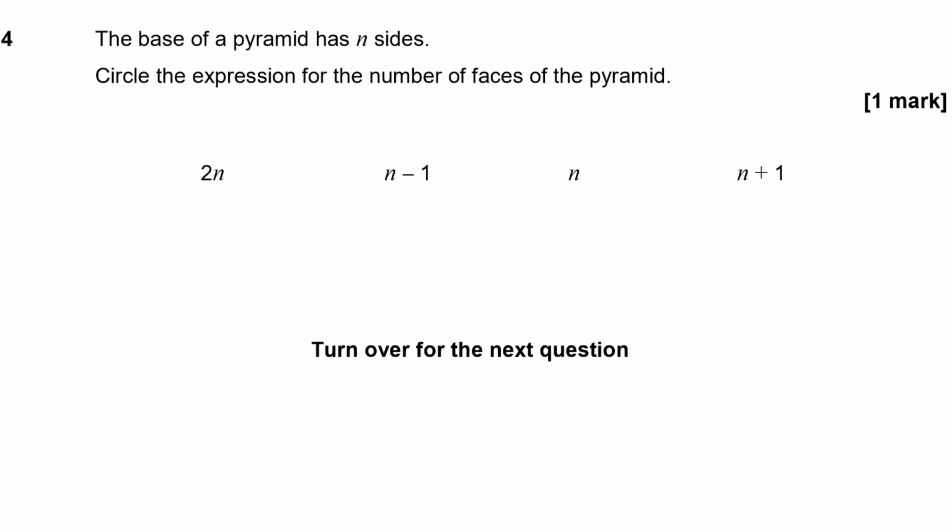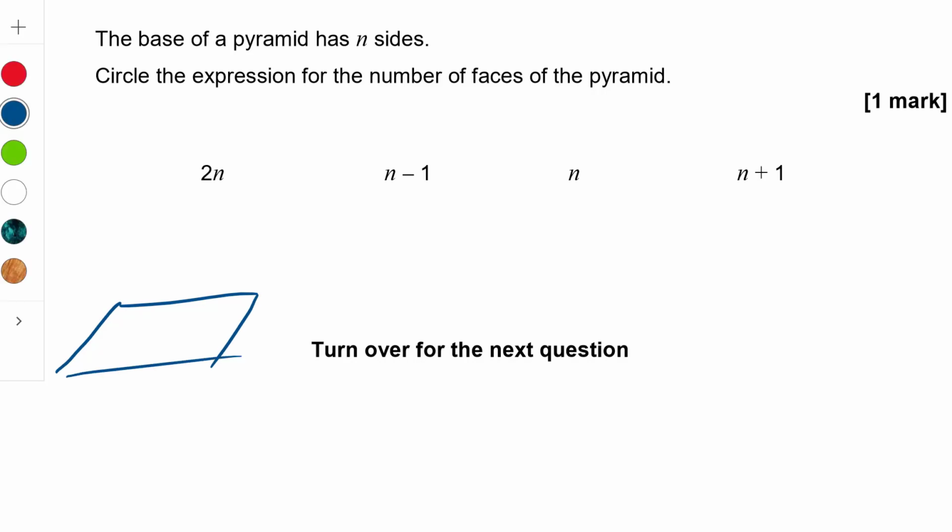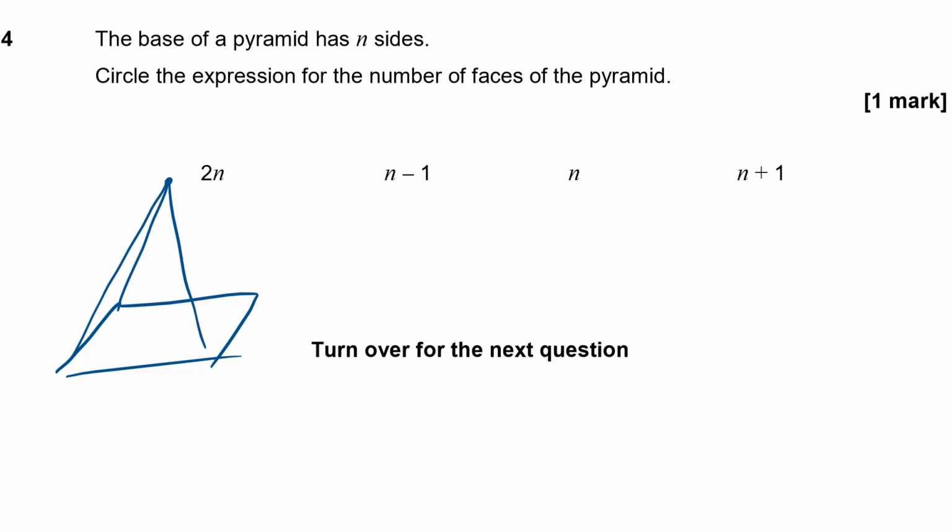Okay, question 4. The base of a pyramid has n sides. Circle the expression for the number of faces of the pyramid. Okay, well, let's have a think about this. Let's start off with a square base pyramid, which has got 4 sides. Now, pyramids, each of the corners of your base will join up to a point on the vertex. So that's how you draw a pyramid.